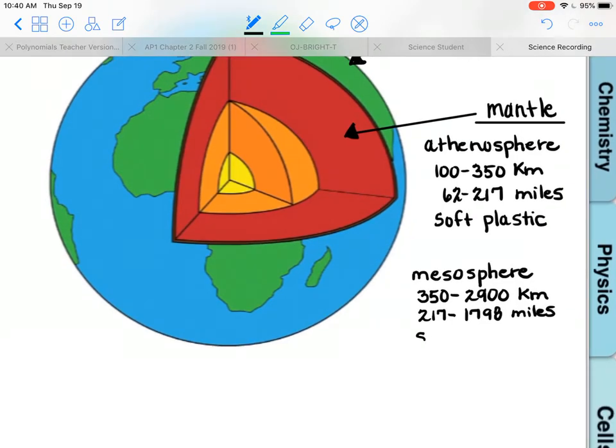And it has the consistency of stiff plastic. So the rock in this part of the Earth is not liquid. It is a plastic-like texture or consistency.